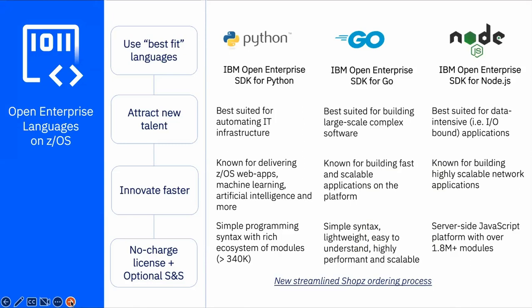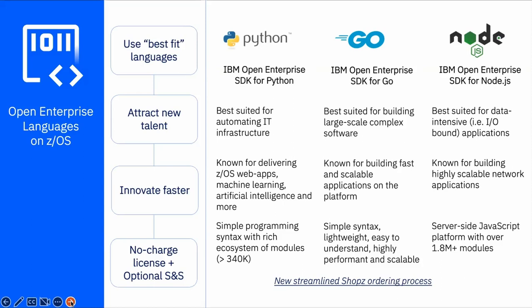Each language has its best strengths, right? Python is best suited for IT and DevOps automation, and has a lot of use cases in AI and machine learning models. Go is best suited for building large-scale complex software and has use cases in cloud infrastructure like Kubernetes, Docker, or Open Container Initiative.